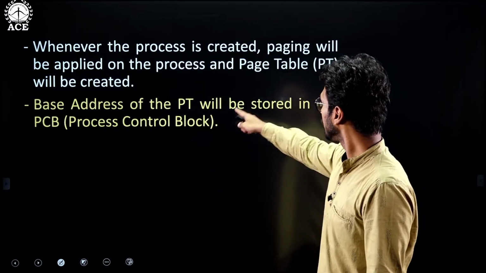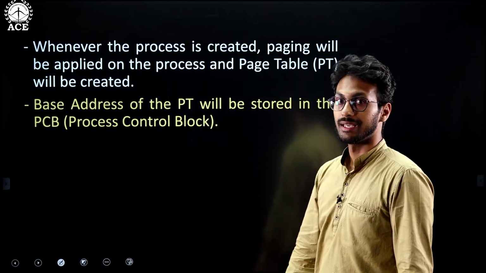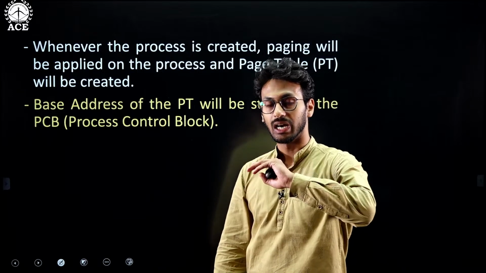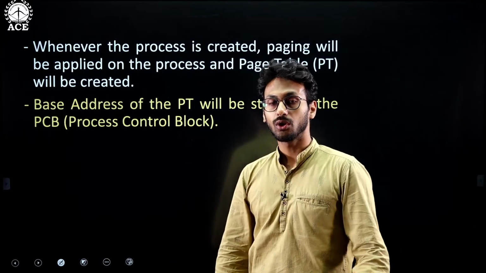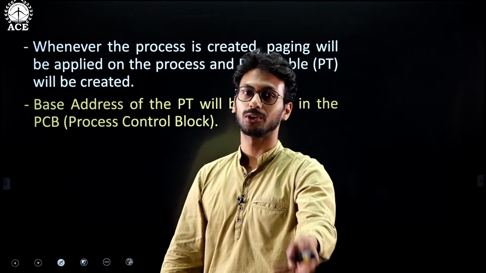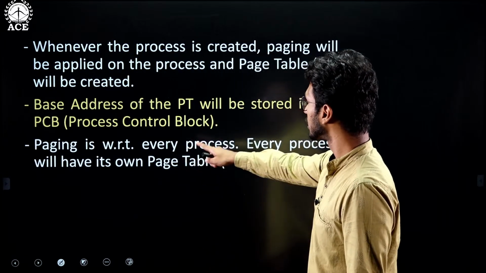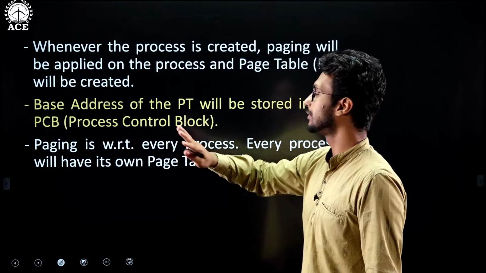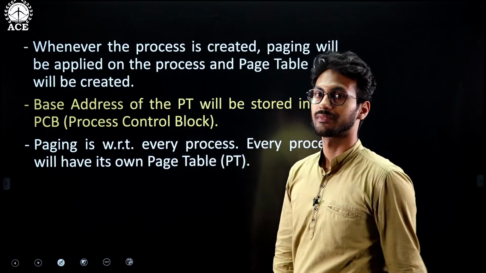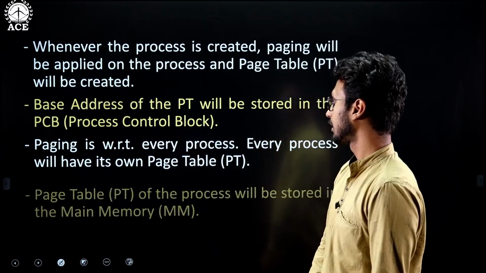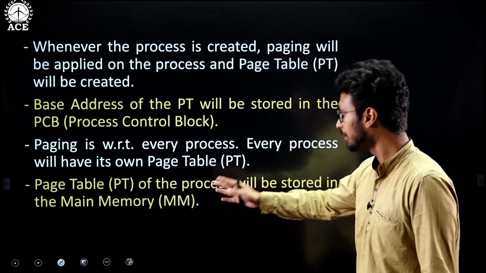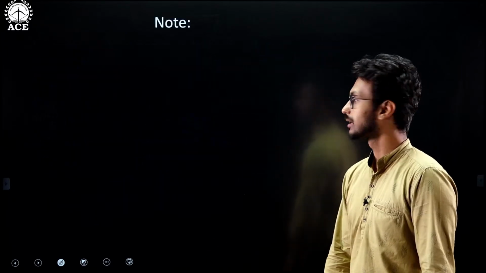The base address of the page table will be stored in the process control block. In the first lecture I mentioned the process control block. Where is the context of the process stored? In the process control block. Done. Paging is with respect to every process. Every process will have its own page table, already mentioned. The page table of the process will be stored in the main memory.